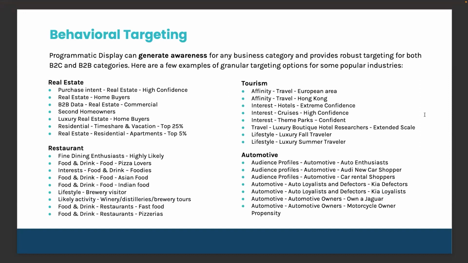On the flip side, let's say you're a Hyundai dealership or another competitor dealership. We might want to target people that are Kia defectors. Maybe they haven't had such a great experience with their Kia, and maybe they're looking to switch brands. So there are different ways that you can approach the same ability for targeting on either side of the coin, whether you're trying to reach loyalists or defectors. There are just so many different behavioral targetings that we can take advantage of to make sure that we're reaching the exact person who's the best fit for your business, product or service.